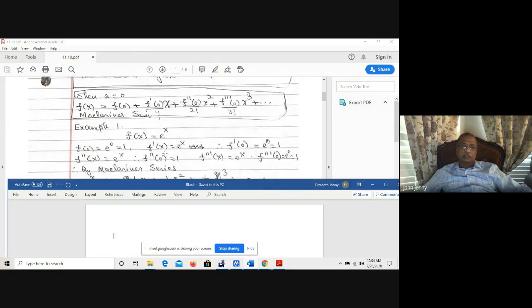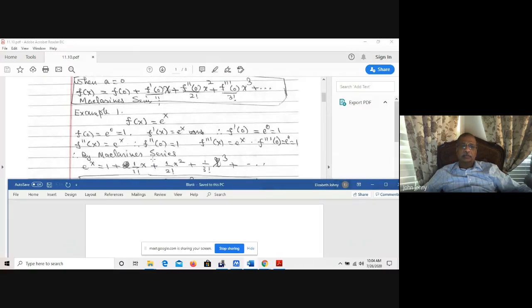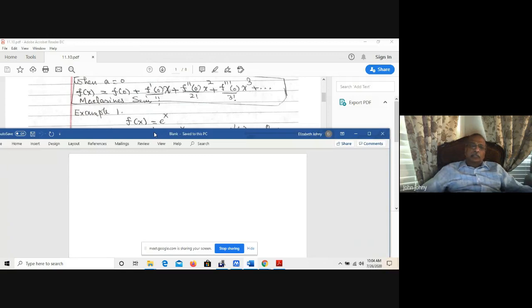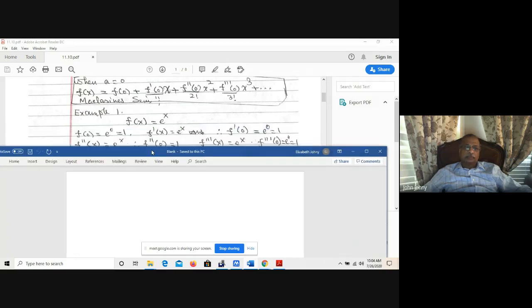First, we will do some examples. These examples are not from the book. The first one is f(x) = e^x. We are going to establish an infinite series for e to the power of x.